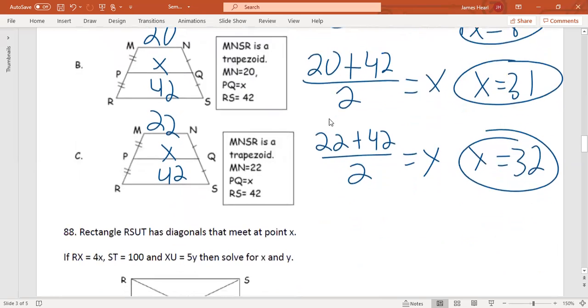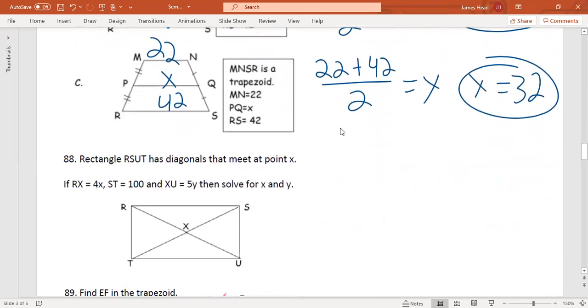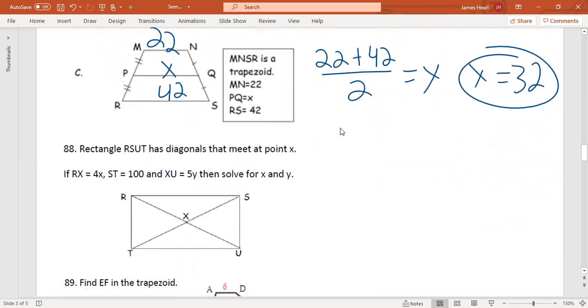For 88, we have a rectangle, RSUT. We're told that R to X is 4x. S to T, the entire length of the diagonal, is 100. And then X to U is 5y, at which point we're then asked to go solve for both x and y.